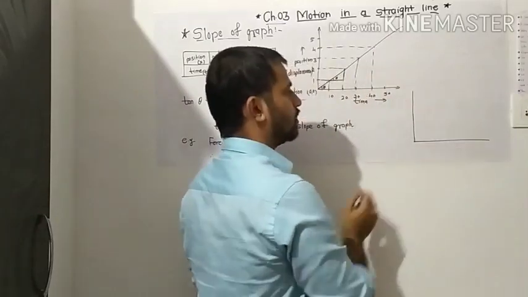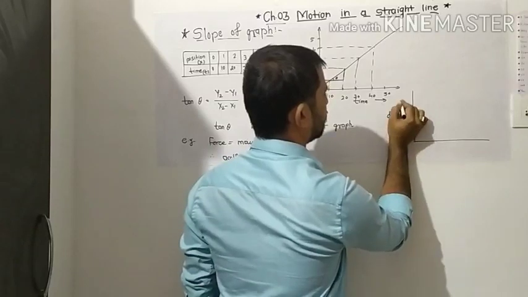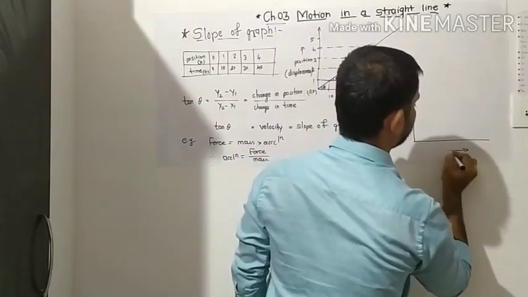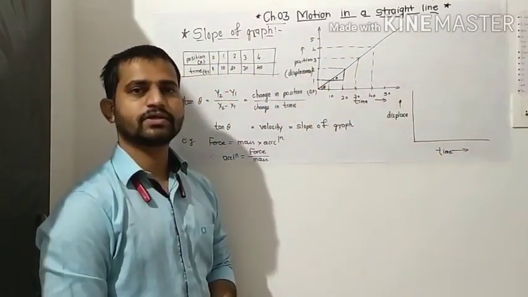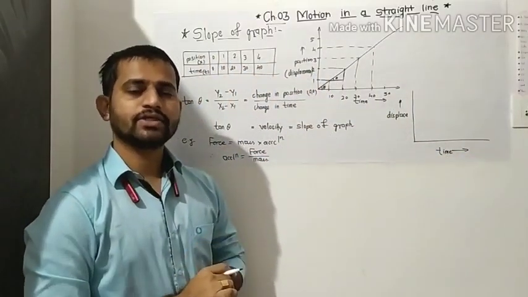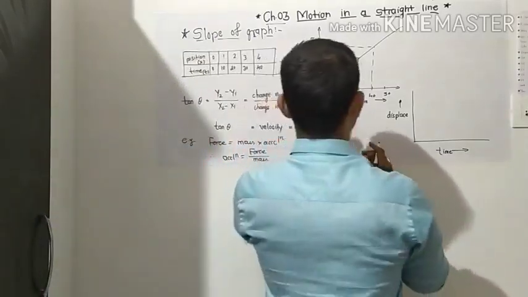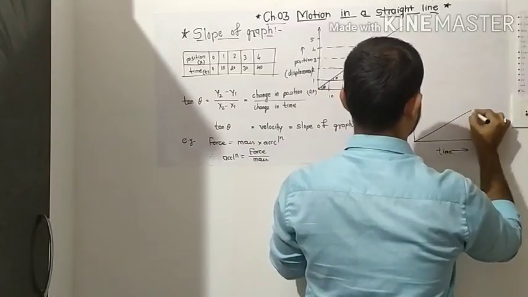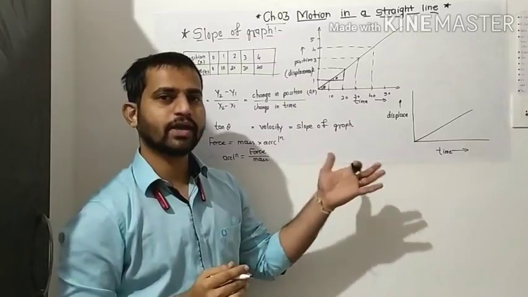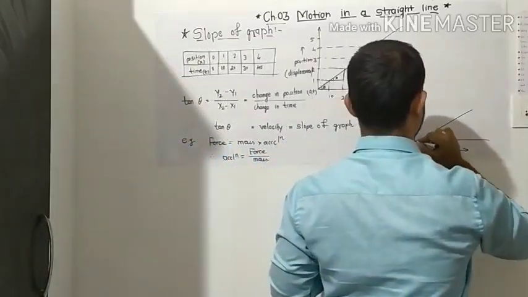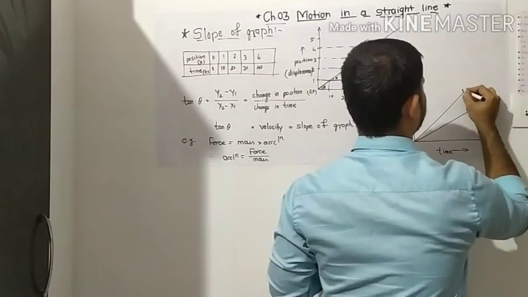Okay, we can draw a graph of displacement versus time for both the buses. Okay, we have the readings. Suppose the first graph, the first line will come like this. For the first bus the graph will come like this, and for the second bus the graph will come like this. Okay, for bus A, for bus B.